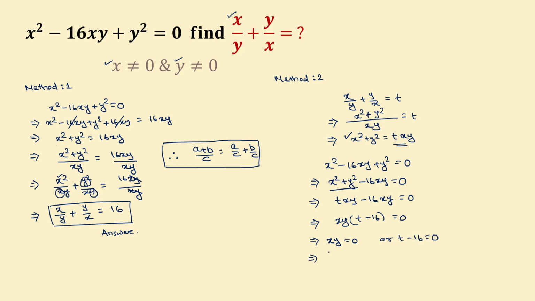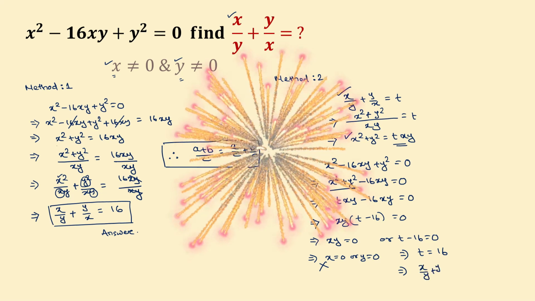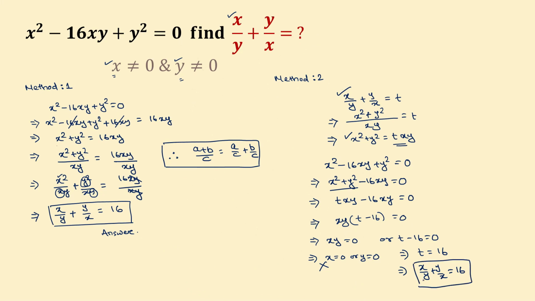If we consider xy is equal to 0, so x is equal to 0 or y is equal to 0. But this is not the solution because the condition of this equation is x is not equal to 0 and y is not equal to 0. So the only solution is t minus 16 is equal to 0. So we can write t is equal to 16. So what is t? We have considered t as x by y plus y by x. So replacing the value of t, x by y plus y by x is equal to 16. Hence this is the answer.